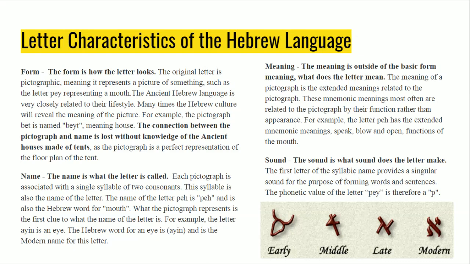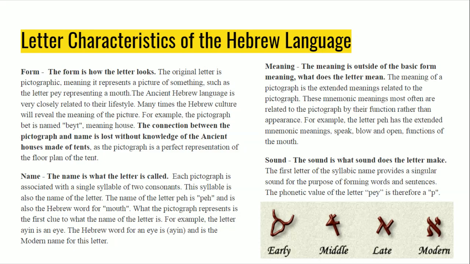Okay, next is meaning. The meaning is outside of the basic form meaning, right? What does the letter mean? What I mean by that is every pictograph will have a meaning or a word associated with it. But the meaning of the letter extends past just that, oh, it means house. What does that house represent? Here it says the meaning of a pictograph is the extended meaning related to the pictograph. These mnemonic meanings most often are related to a pictograph by their function rather than appearance. For example, the letter pey has the extended meaning speak, blow, open, functions of the mouth.